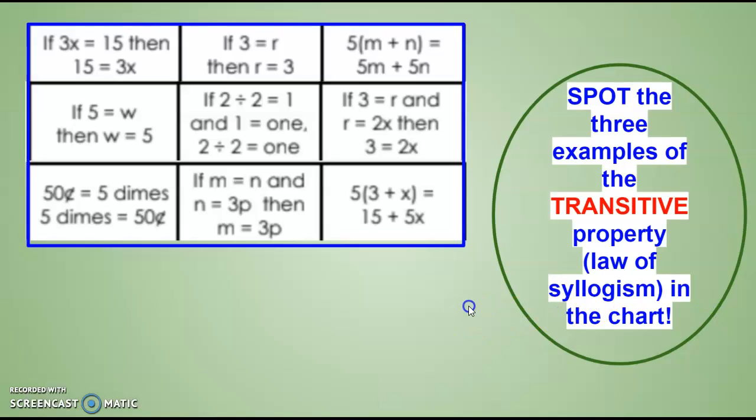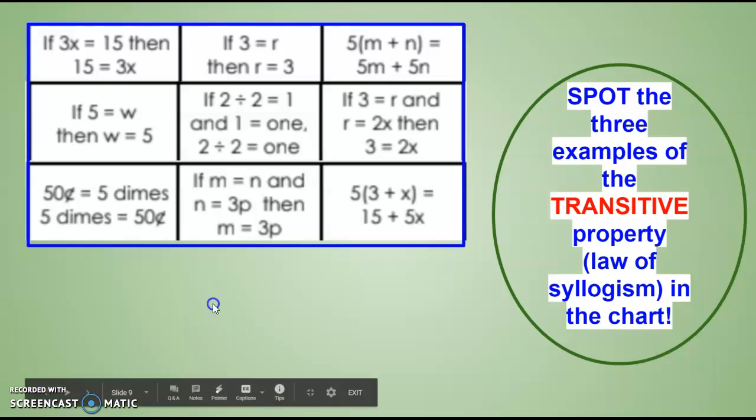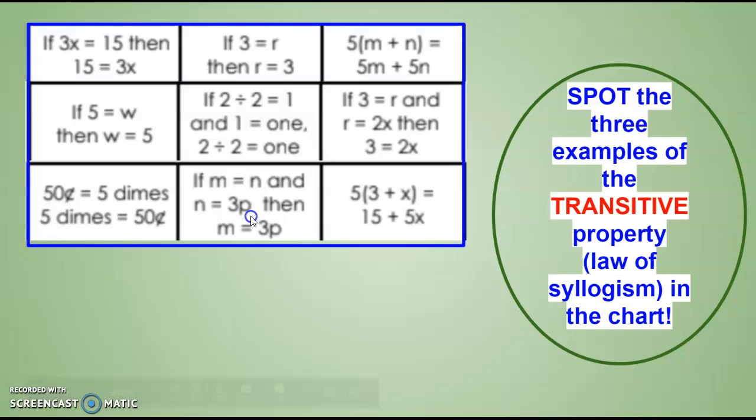Okay, so we're going to spot the three examples of the transitive property or the law of syllogism in the chart. So we're looking for, and this is long, 3 equal signs. For reflexive, it's 1 equal sign. For symmetric, you need 2, and then for transitive, you need 3.